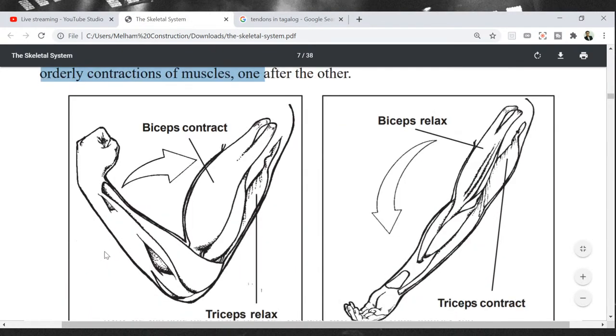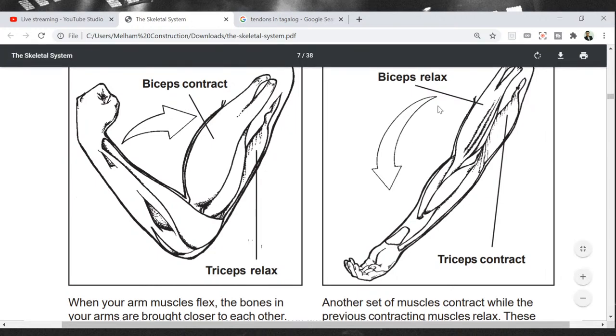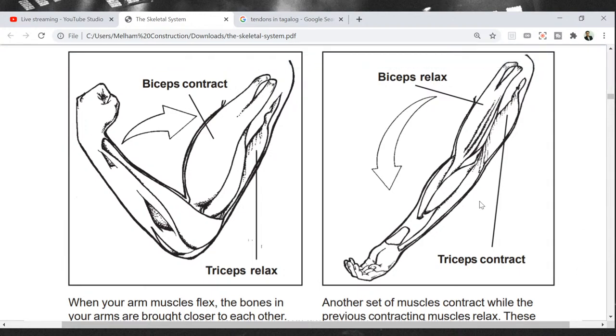So ito, biceps. Pag nag-contract yung bicep, naka-relax yung tricep. Pag nag-relax naman yung bicep, nagko-contract naman yung tricep. Try nyo sa ending nyo. Sino rin dito yung mga nag-gym?